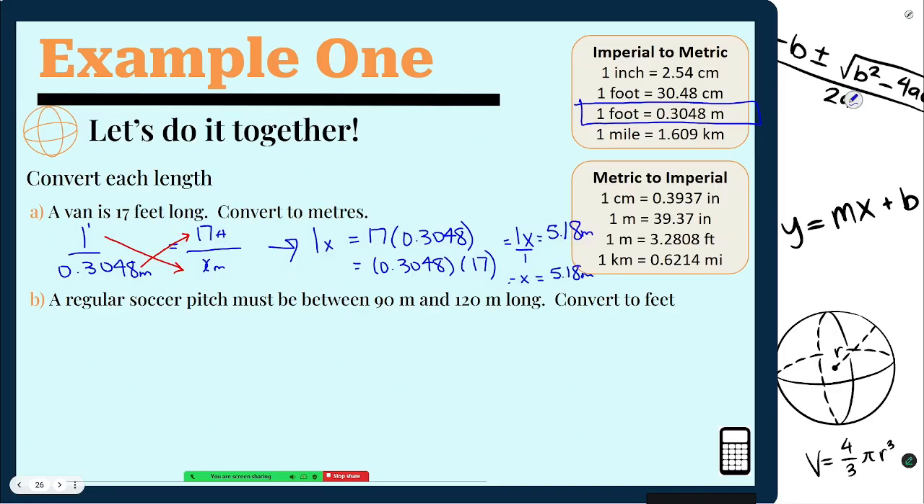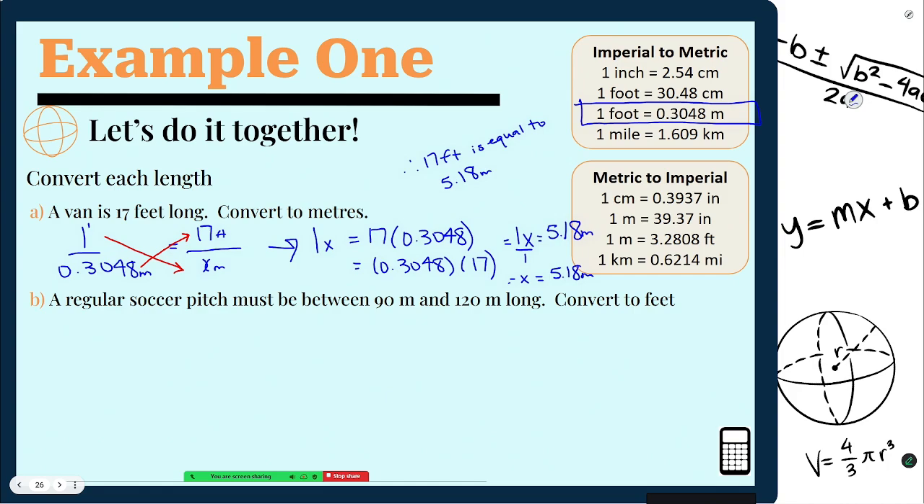So therefore, I did not give myself a lot of room in here. Therefore, 17 feet is equal to 5.18 meters. Always include your units of measurement.